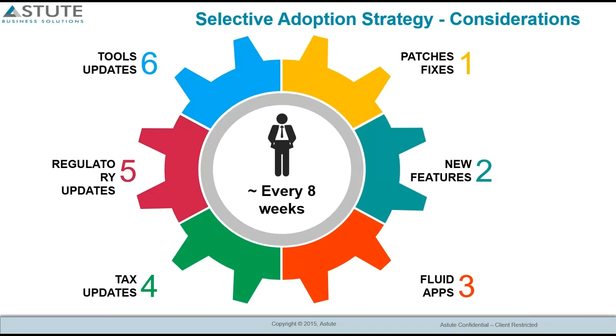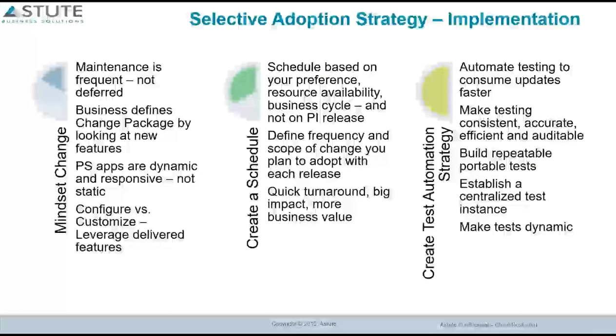New features, that's a call that you can make, and you can say, I'm going to punt on this right now. I'm just going to take a patch or a fix that I need or a regulatory update, and then I'll take on new features as part of a separate project. That's where defining a selective adoption strategy, the implementation aspect of it, becomes extremely critical.